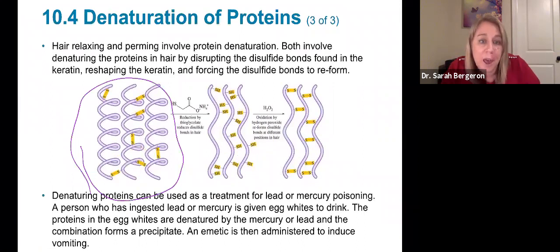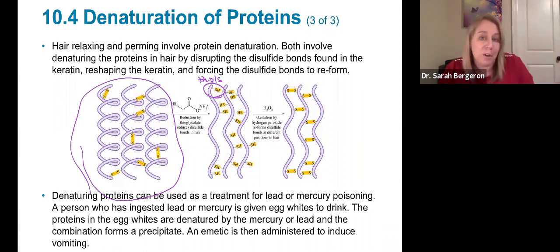And so if you add a reducing agent, what happens is that those disulfide bonds break. And so now you end up with thiols, right? So we have a bunch of thiols. And then you rearrange the hair. So you make it very, very straight. And then while it's still straight, you reoxidize those disulfide bonds inside of the keratin, and now you have straight hair.